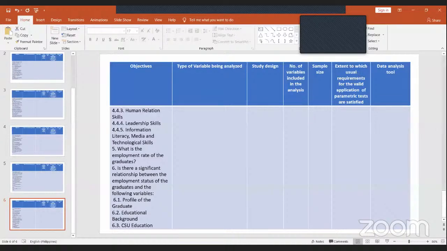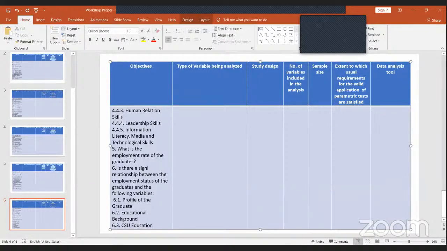So that you will not anymore identify whether it is significant or not. All right? Is there relationship? Wala na yung word na significant. Is there relationship between? Para ang description mo mamaya is there is a high extent. Diba? Diniscuss ko sa inyo sa subject natin. So you remove the word significant. Is there relationship between the employment status? Okay? Because this is analyzed.